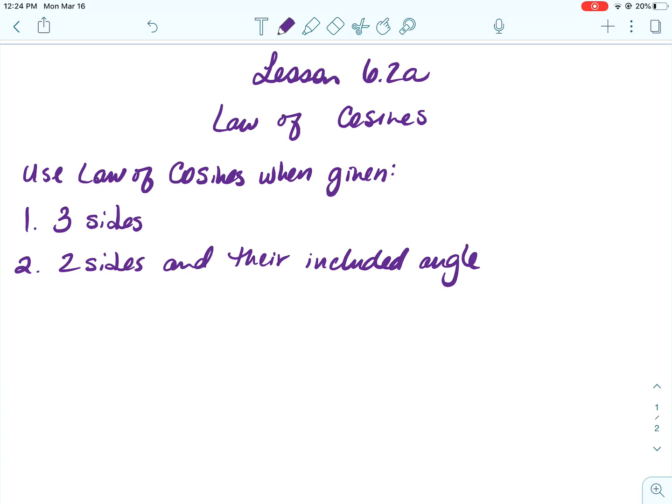So we talked about before with law of sines, when it was the opposite angle, that angle would match one of your sides. In this case, whenever it's the included angle, the angle doesn't match either side.